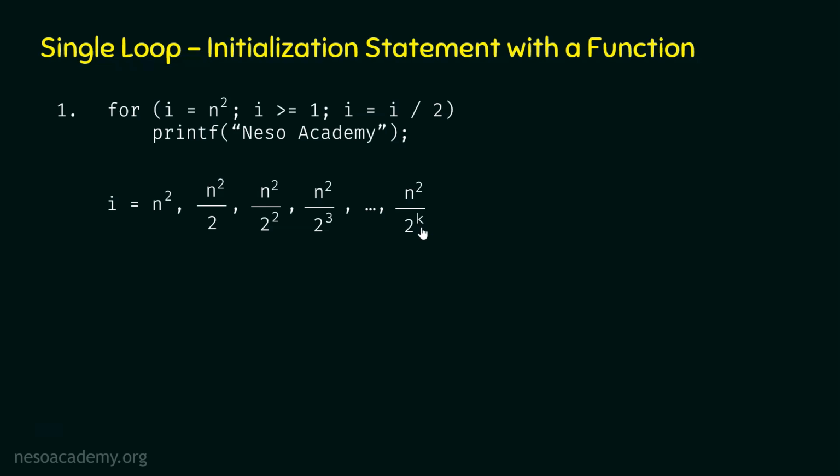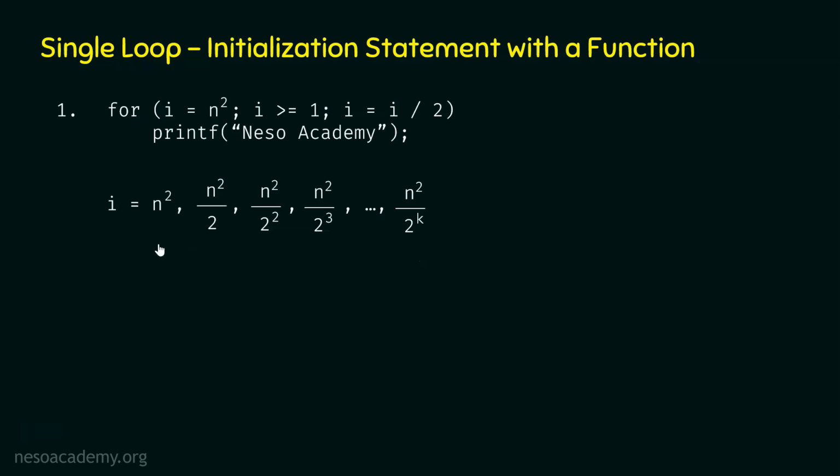But I am assuming n square by 2 power k is equal to 1. I'm assuming this is the last value of i for which this condition is true. n square by 2 power k is equal to 1. This is my assumption. Now we need to find how many times this statement will execute. The answer lies within this series only.